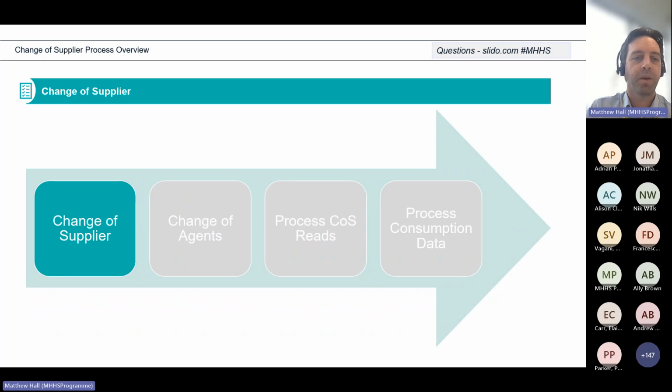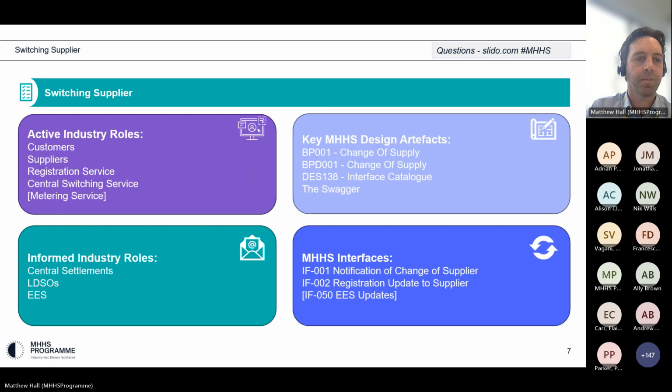So, change of supplier process. There are various industry roles involved within this process. I've listed those out on the left. There are some active industry roles who participate within the process, those being the customers, the suppliers, registration service, central switching service, and the metering service, although the metering services are involved in the MPAN creation element of the change of supply process, and I'm not going to touch on that today. And then there are some informed industry roles, so central settlements, LDSOs, and EES. They receive information about the process, but they don't actively participate within it.